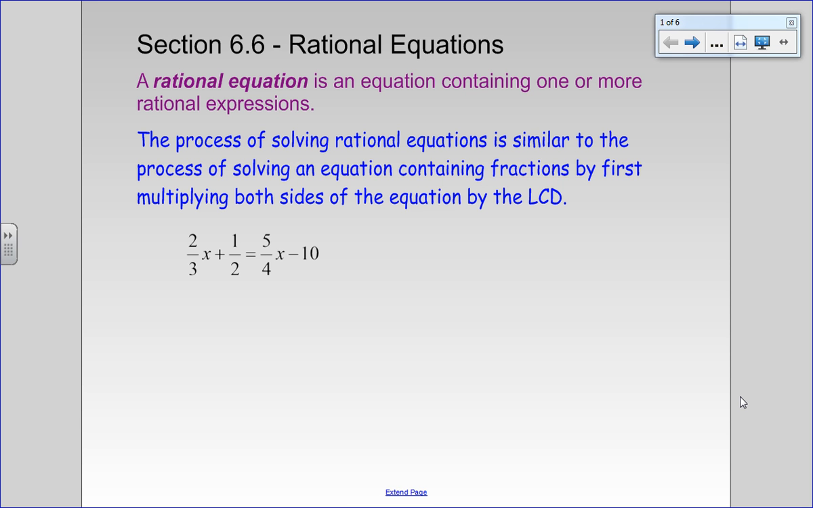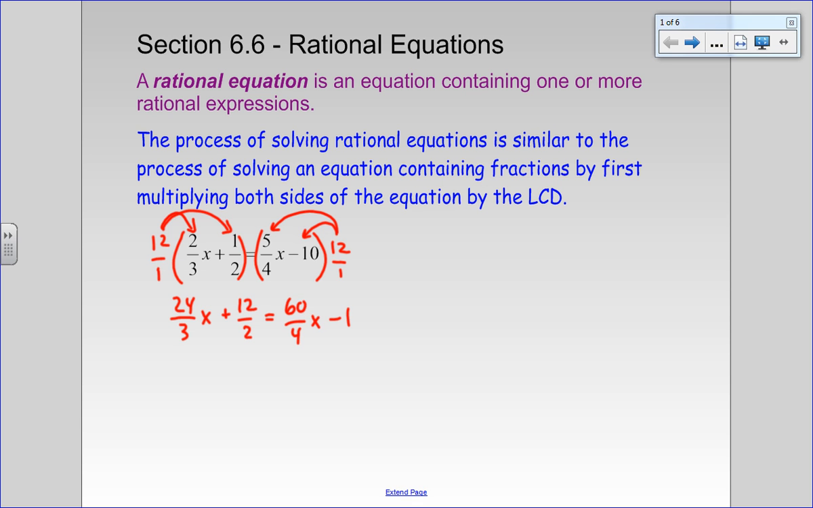Notice that the LCD of 3, 2, and 4 is 12, so we'll begin by multiplying both the left-hand side and the right-hand side of our equation by 12. Applying the distributive property on the left-hand side, we have 12 times 2, or 24 over 3 times x, and then plus 12 over 2. Distributing on the right, we have 12 times 5, or 60 over 4 times x, minus 10 times 12, or 120.